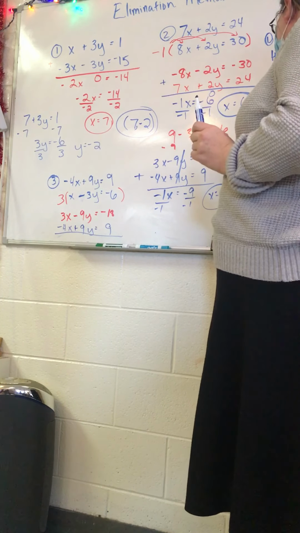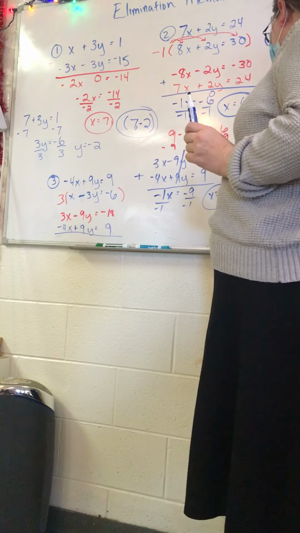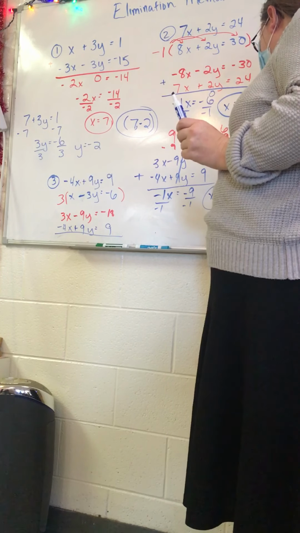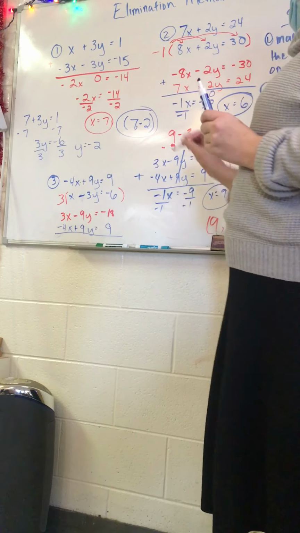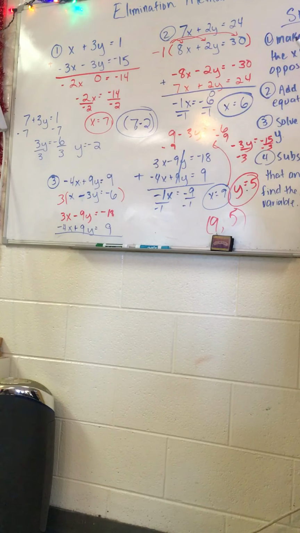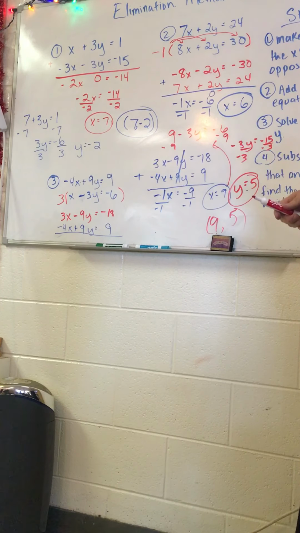And then divide through by negative 3. Y equals 5. So my solution then is 9 comma 5. And that's a solution to that system. So again, the steps are: make either the x's or y's opposites, like we did, add the equations together, solve for x or y, then substitute to find the other variable. All right, we hit pause now.